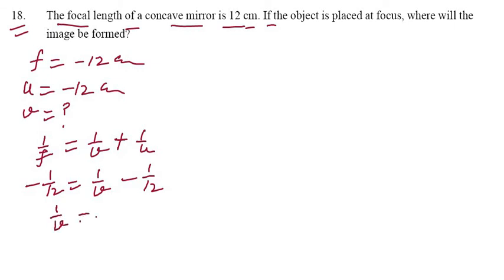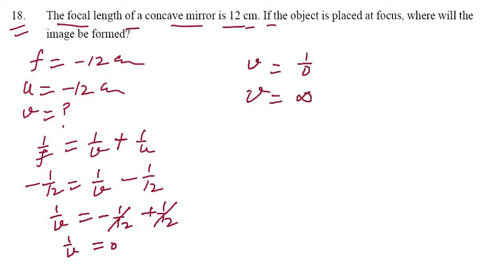1 upon v is equal to minus 1 upon 12 plus 1 upon 12. So that will cancel out. So 1 upon v is equal to 0, so v is equal to 1 upon 0. So that is infinite. So the image is formed at infinity, and that one is your answer.